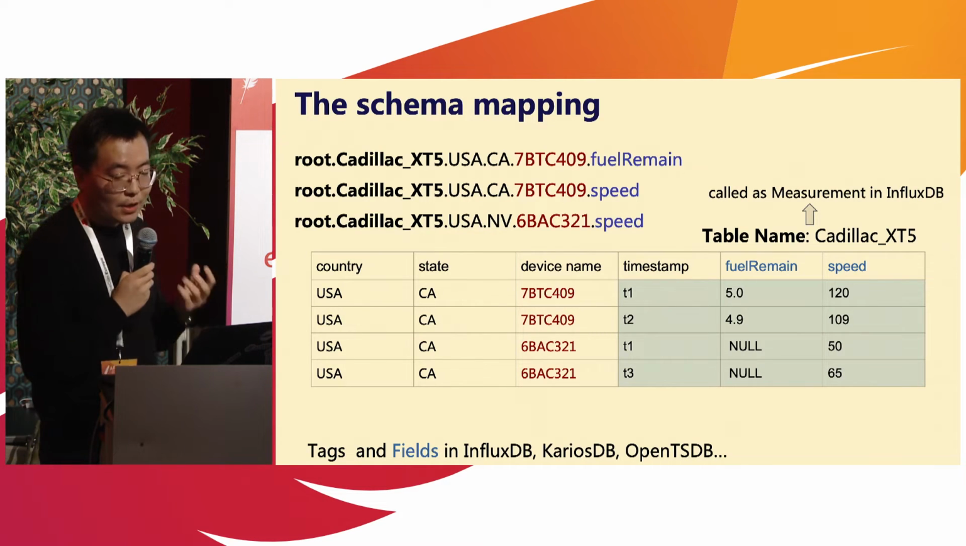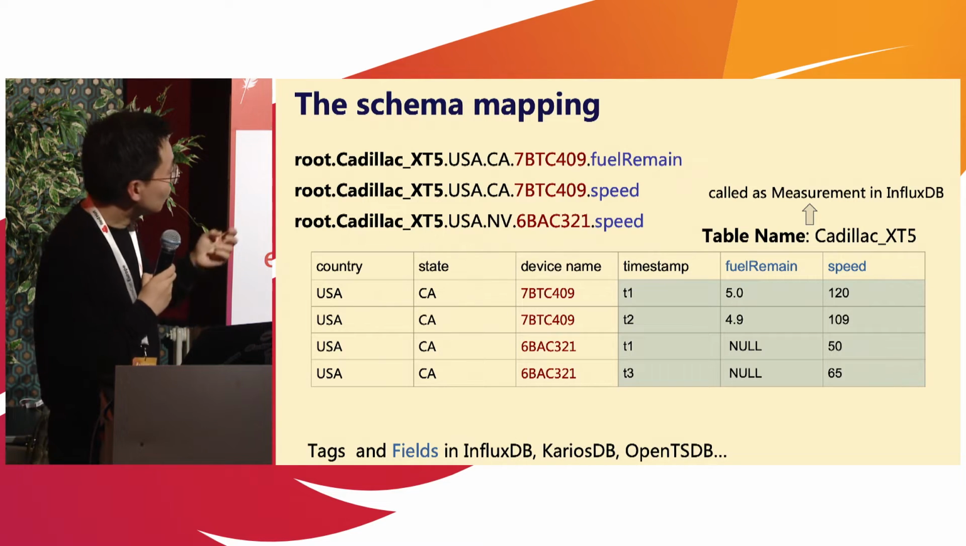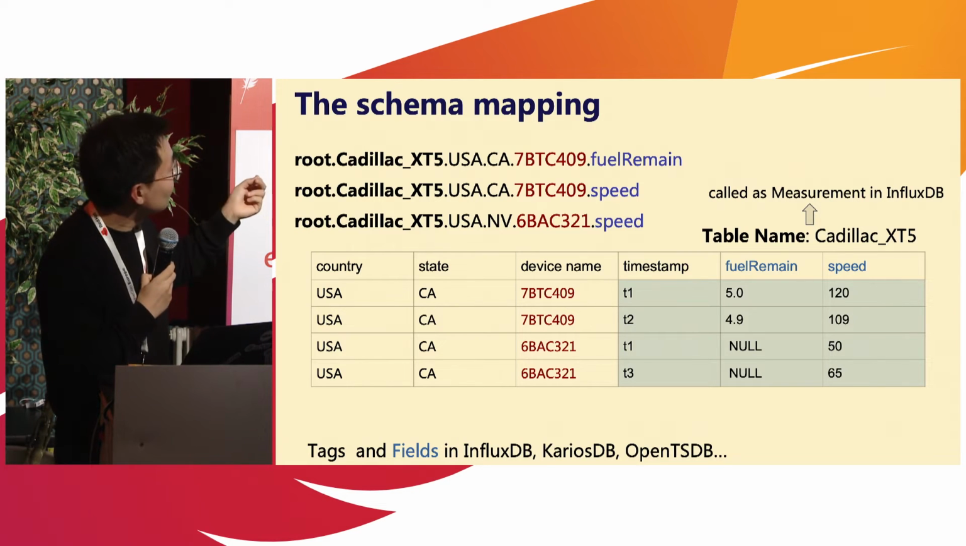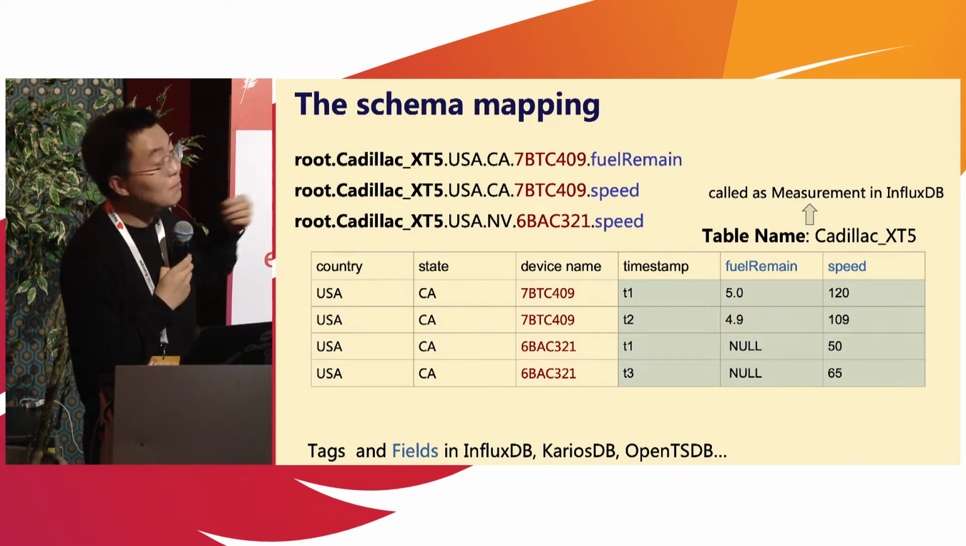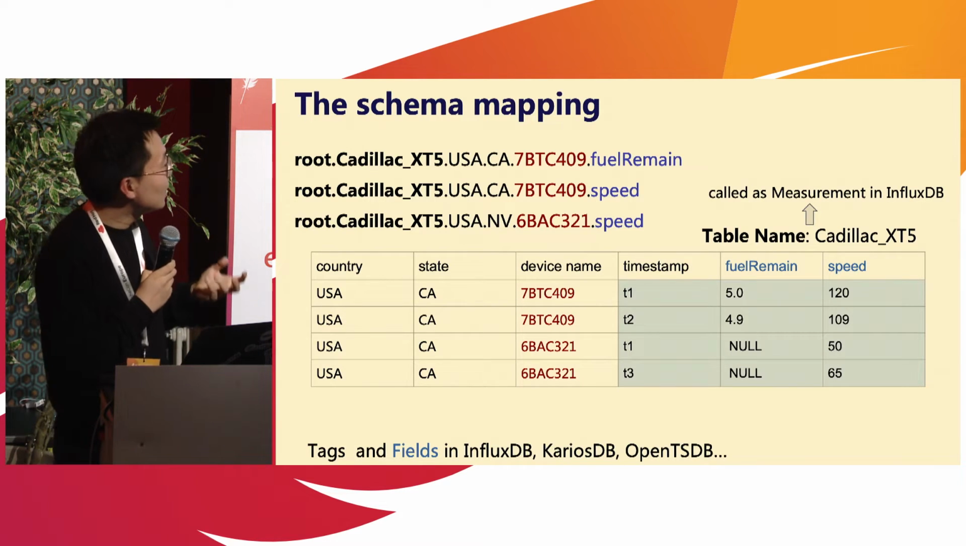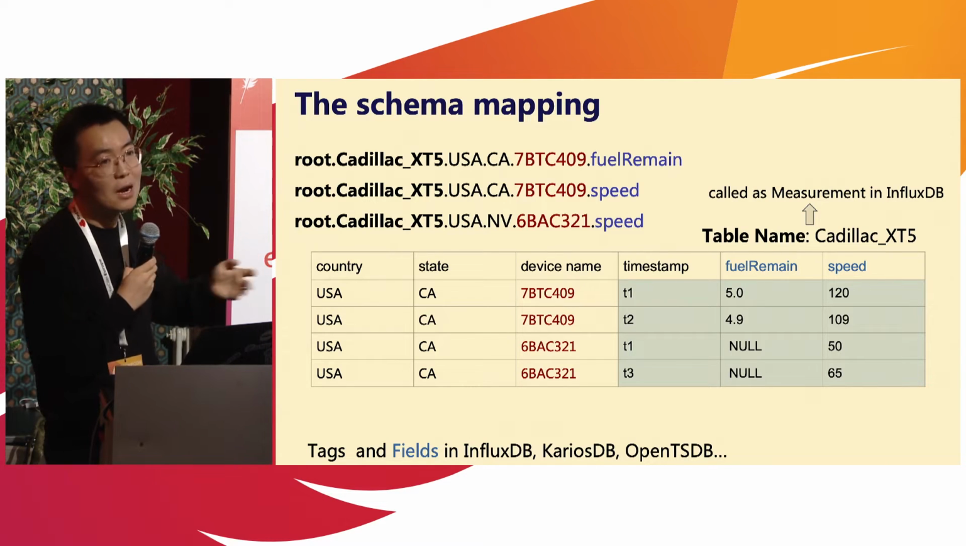One more thing, when we treat the schema as a relational table like this, we can find there are 2 cells that are always null, because this vehicle maybe has no fuel remain measurement. That's why Julian said that if we use a relational database, we may get a sparse table.